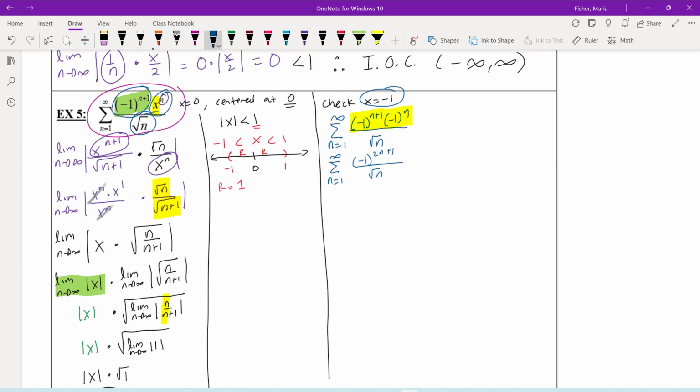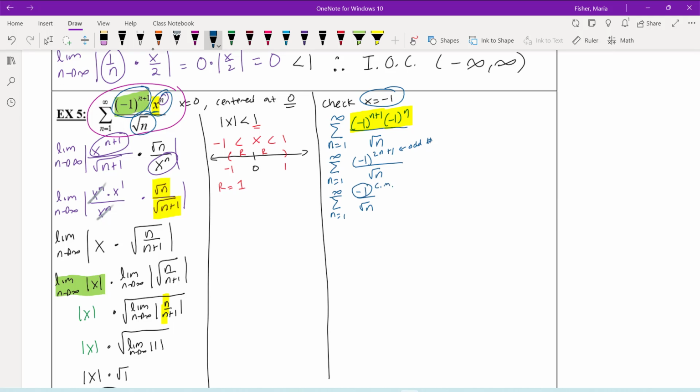Well, 2n plus 1 is the formula for an odd number, so this always gives us an odd number. If I take negative 1 and I raise it to an odd number, so negative 1 to the first is negative 1, negative 1 cubed, negative 1, negative 1 to the fifth, negative 1, etc. So this no longer alternates, this is always negative 1, so you're really just looking at the series of negative 1 over the square root of n, and negative 1 we know is a constant multiplier.